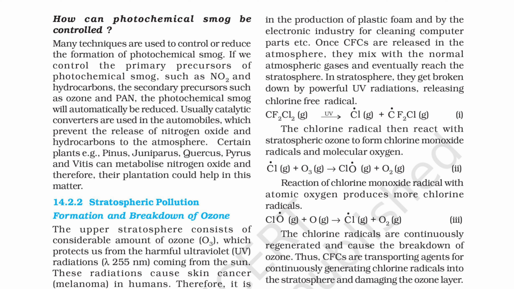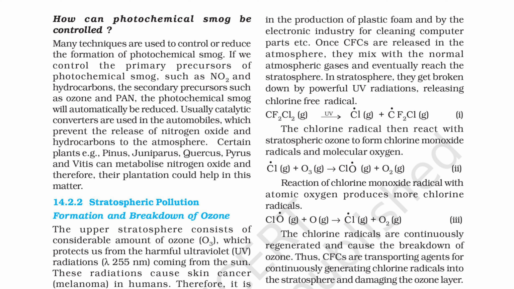Usually catalytic converters are used in automobiles, which prevent the release of nitrogen oxide and hydrocarbons to the atmosphere. Certain plants, for example Pinus, Juniperus, Quercus, Pyrus and Vitis, can metabolize nitrogen oxide and therefore, their plantation could help in this matter. Stratospheric pollution. Formation and breakdown of ozone.